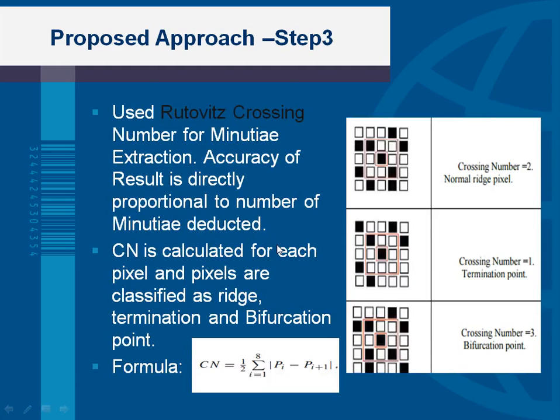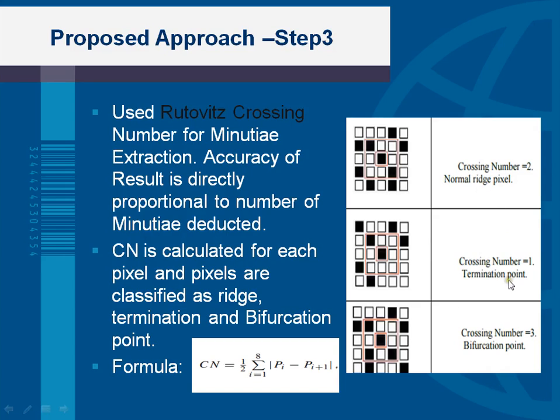So the third step and the most important step is minutia extraction. After thinning of the image, all the minutia from the fingerprint skeleton is extracted using the Rutovitz crossing number, using the formula of Cn, which is given here. Here Pi is the binary pixel value in the neighborhood of P, with Pi equal to 0 or 1 and P1 equal to P9. The crossing number is used to classify the pixel.